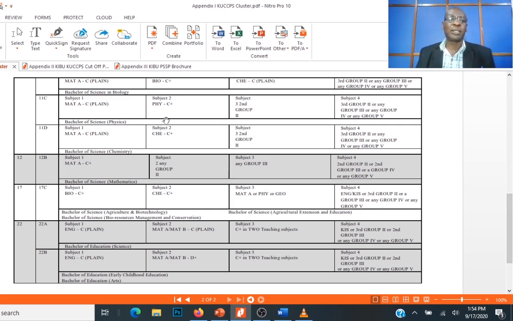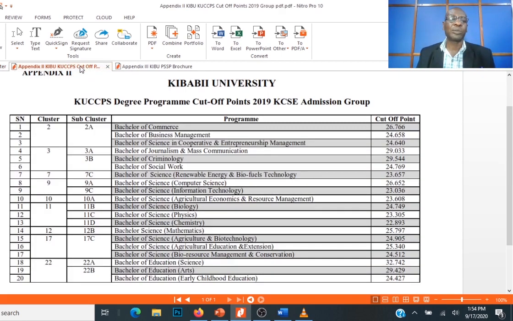Then the second appendix I'd like to share with you is also taken from the COOPS website. These are the cutoff points for the 2019 KCSE admission group, and we have only listed the cutoff points for the degree programs at Kibabi. So we have there 2A, we have Bachelor of Commerce, the cutoff point is 26.766. BBM, Business Management, we have 24.658.